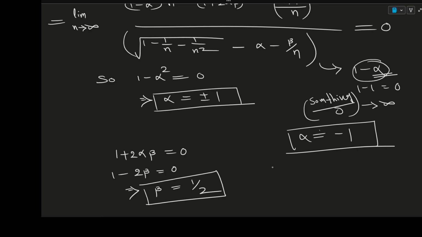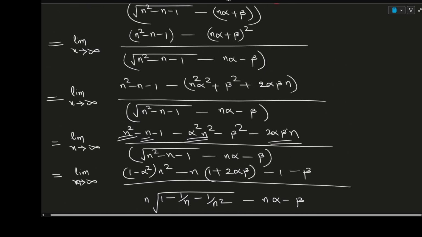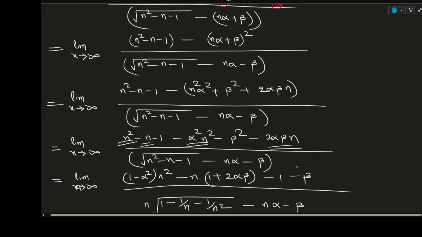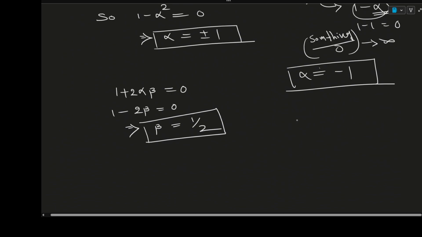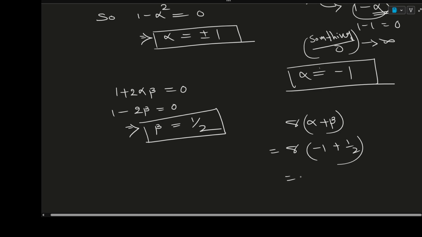Then the question was to evaluate 8 times alpha plus beta. So I got the value of alpha and beta. Now 8 times alpha plus beta I have to evaluate. It will be 8 times (alpha is -1 plus beta is 1 by 2). So it will be 8 into minus half. It will be -4.